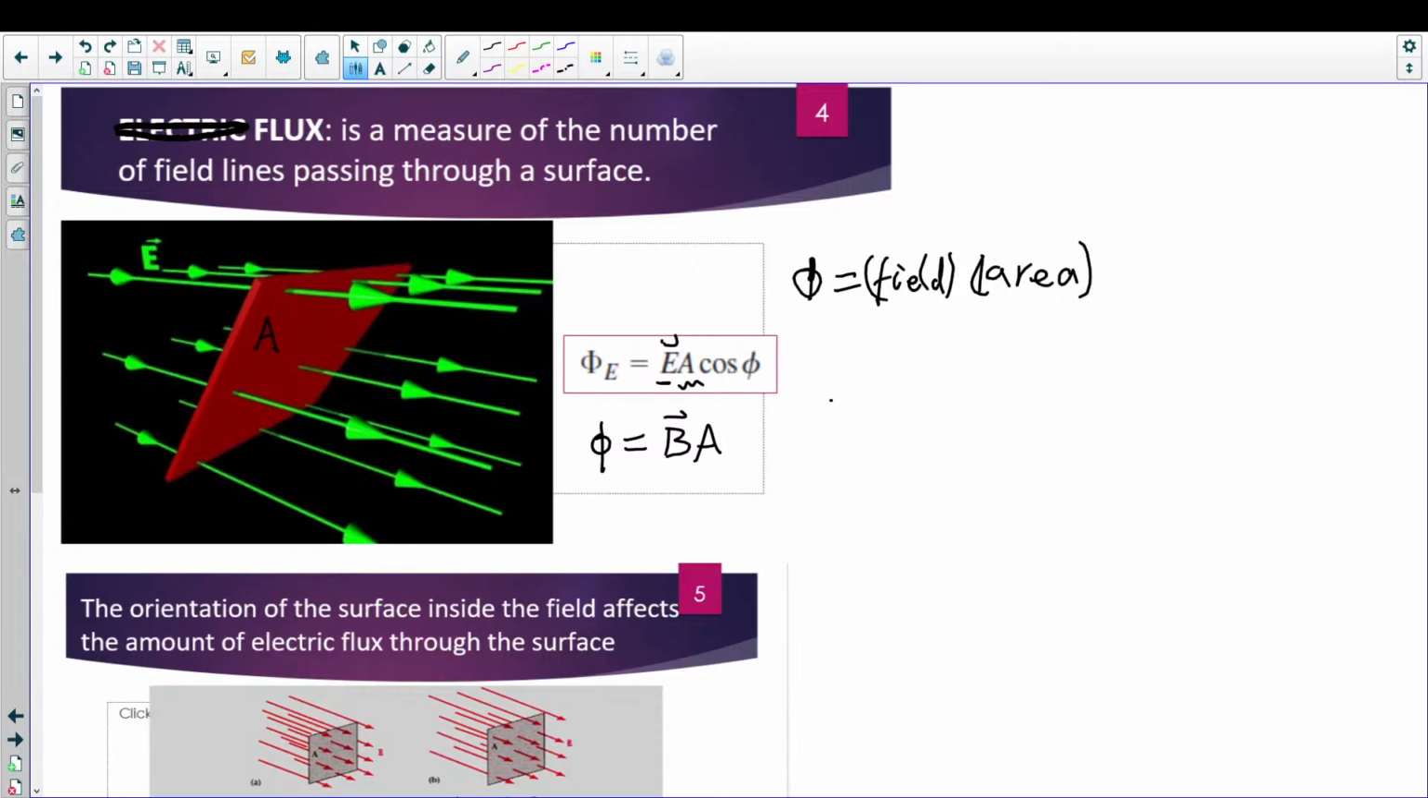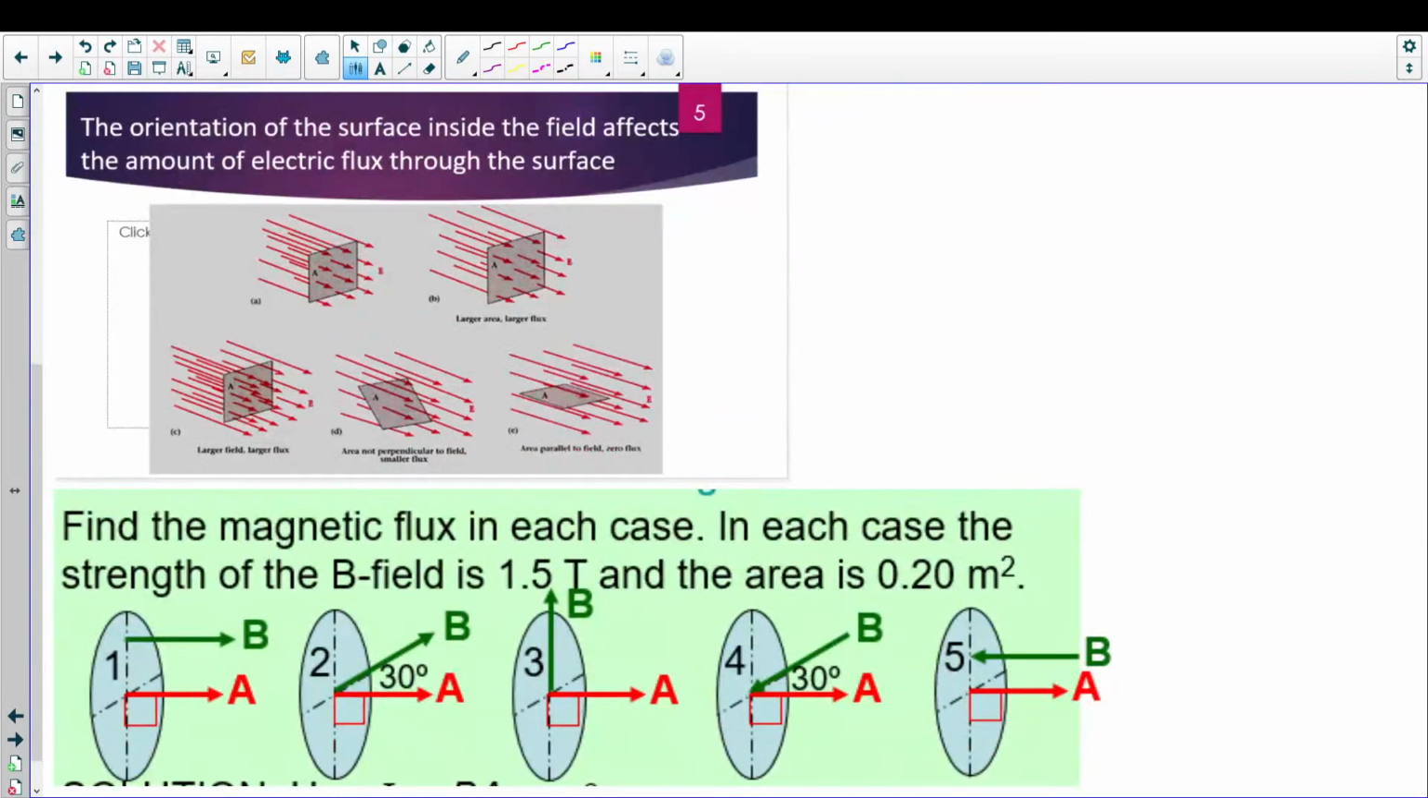Alright, now notice, a field can only "pass through" a surface if it's perpendicular to it. This image below illustrates that. If a surface is parallel to the field, there's nothing going through. The field just goes right above it and below it, so there's no field going through this area. Only the perpendicular portion has field going through it.